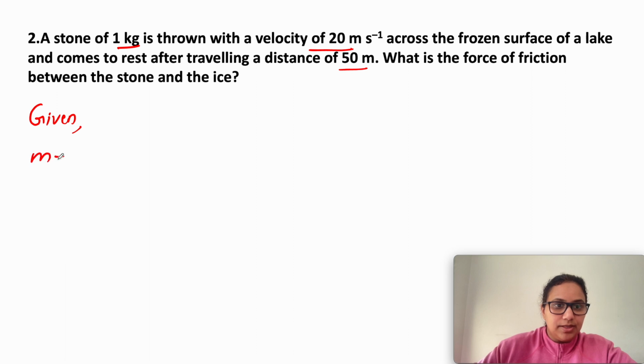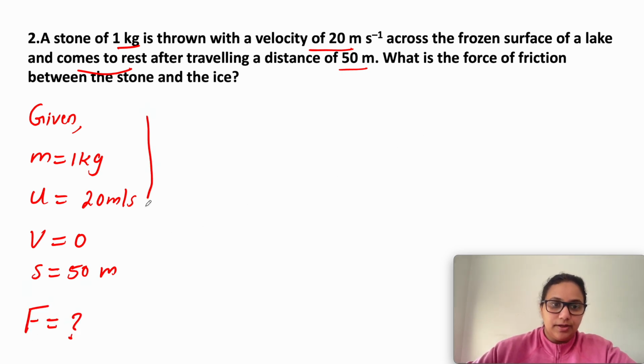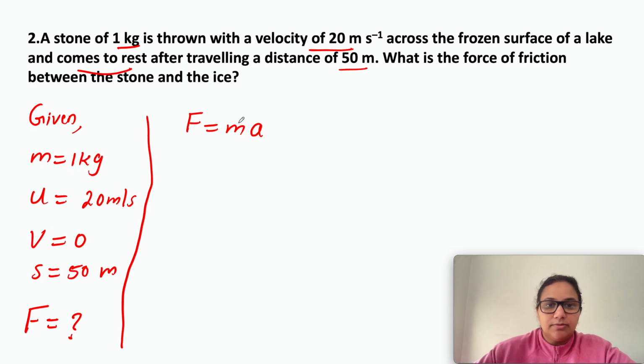Mass of stone is given, 1 kilogram. Thrown with a velocity of, so initial velocity is 20 meter per second, and it comes to rest. So the final velocity is 0 after traveling a distance of 50 meter. We have to calculate the value of force of friction. But what is the formula for calculating the force? F is equal to mass times acceleration. We have the mass, but we do not know the value of acceleration.